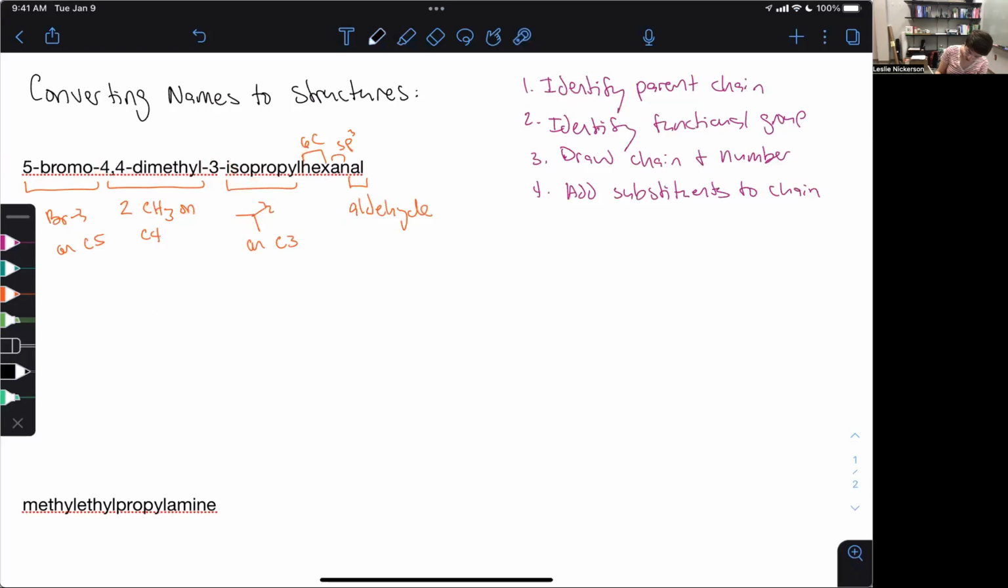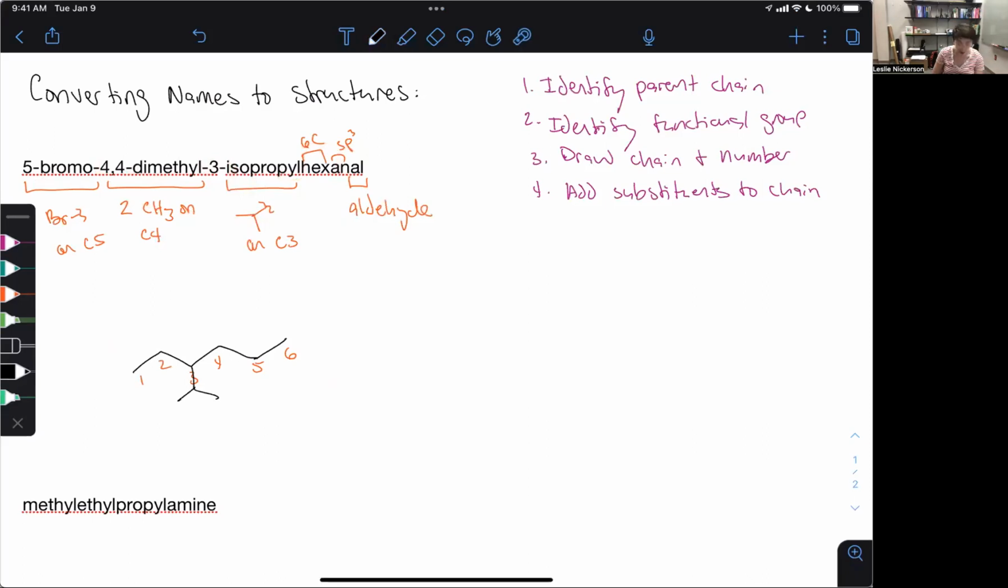Okay, so second step, we need to go ahead and draw out the chain. Okay, so I've got 6 carbons, 1, 2, 3, 4, 5, 6. So I've got my 6 carbon chain. It is important to note if there's a cyclohex or a cyclopent, then you'd be drawing your parent chain in a ring rather than in a straight chain. But nothing in here is telling me that it's a cyclo compound, so I'm just going to keep it as a straight chain. Okay, so then on carbon 3, I have my isopropyl group.